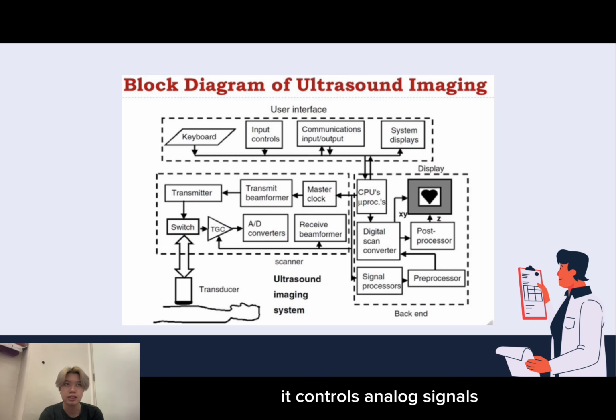It controls analog signals generated by the ultrasound transducer and converts them to digital signals to be processed and visualized. The signal processor applies various algorithms to improve the image quality, helps reduce noise, and enhances specific features, producing a clearer and more accurate representation of the internal structures of the body.